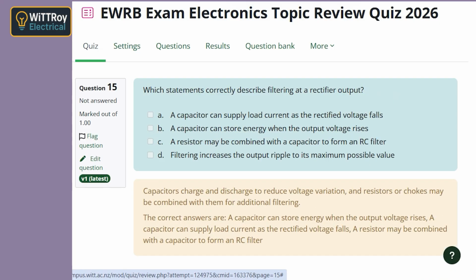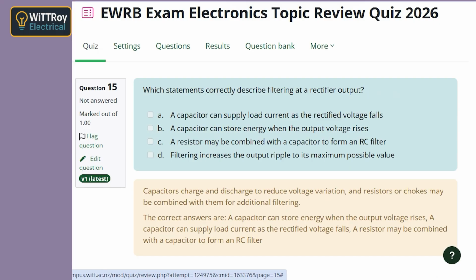Question 15. Which statements correctly describe filtering at a rectifier output? I said filtering increases the ripple. I think I confused filtering with adding more pulses to the waveform. I can see why you picked that, but it is not the right one. Let's work through it. Filtering is intended to reduce ripple. A capacitor charges near the voltage peaks, then supplies the load while the rectified voltage falls. A resistor can be combined with the capacitor as an RC filter, and an inductor may also be used. Stored energy fills the gaps between rectifier pulses.